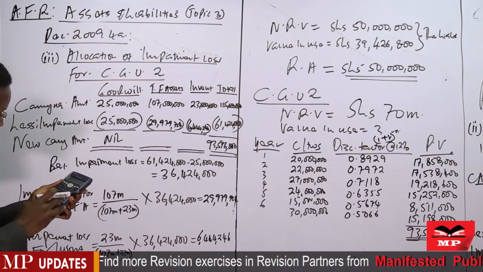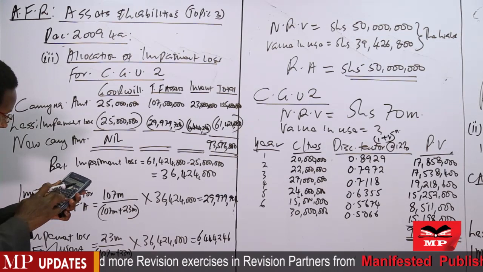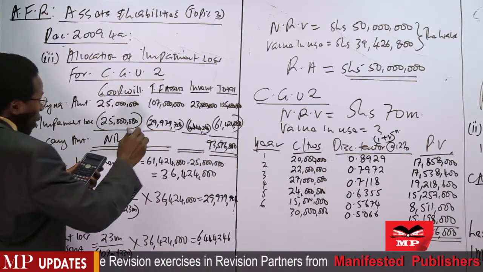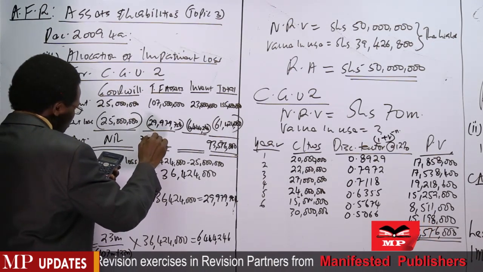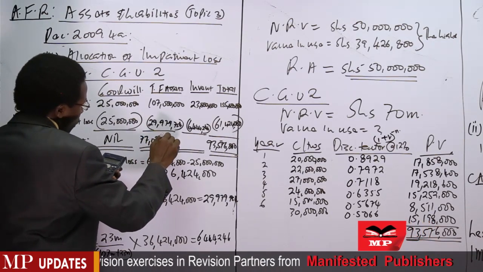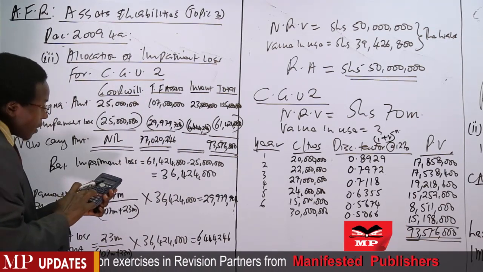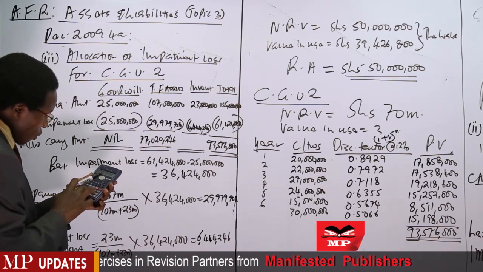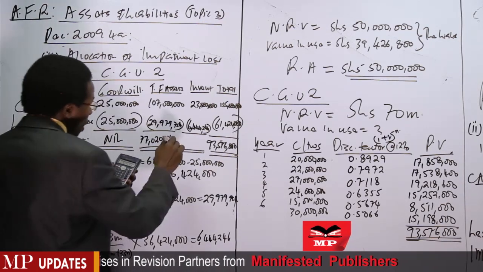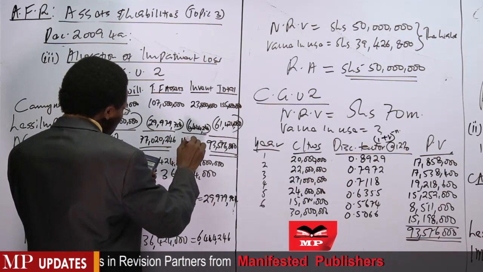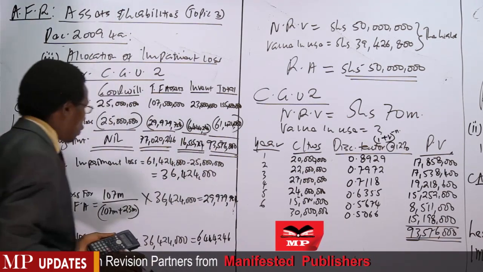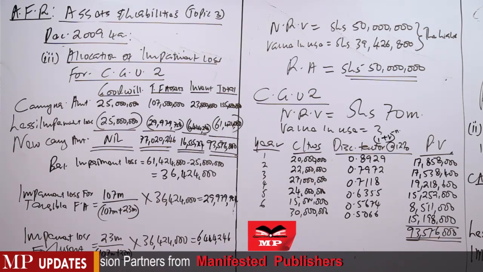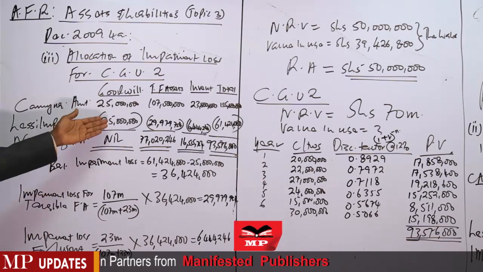And let's determine the new book value now. 107 million, you subtract 29,979,754. We have it as 77,020,246. Then we say 23, you subtract 6,444,246. What do you have? We have 16,555,754. So that's what we were required to do, especially the allocation of the impairment loss, which we have allocated accordingly.